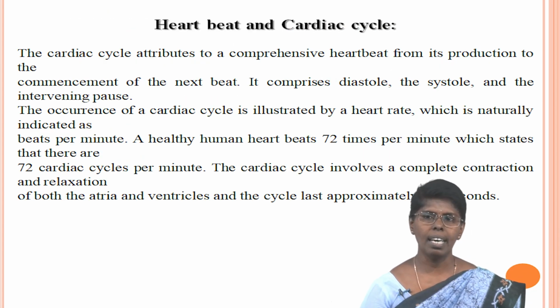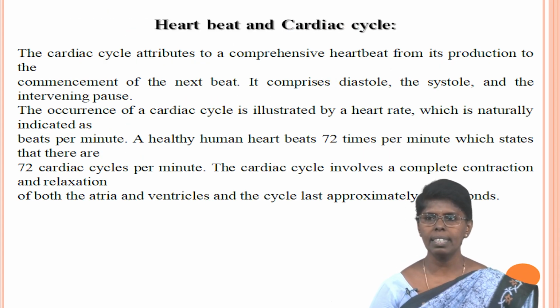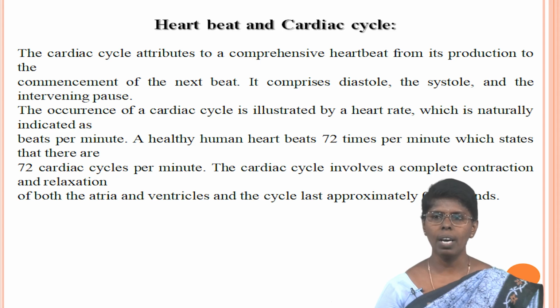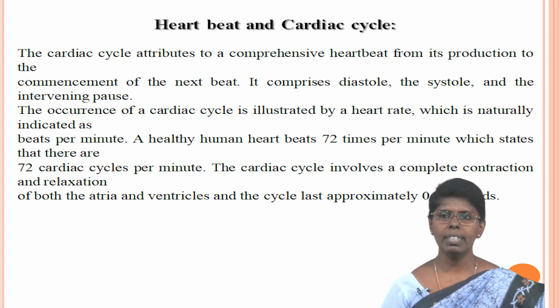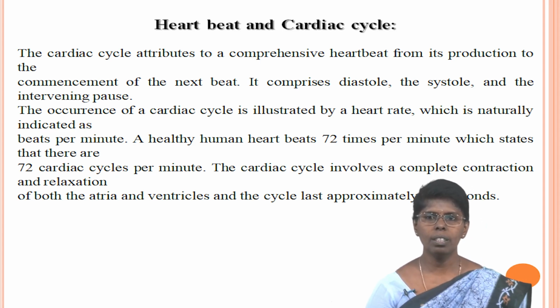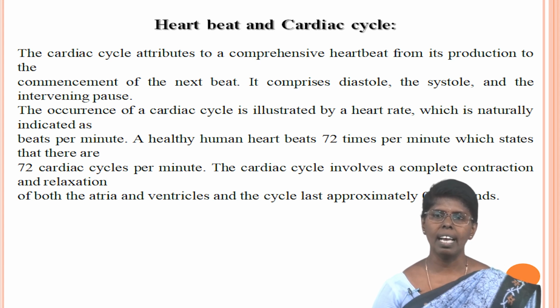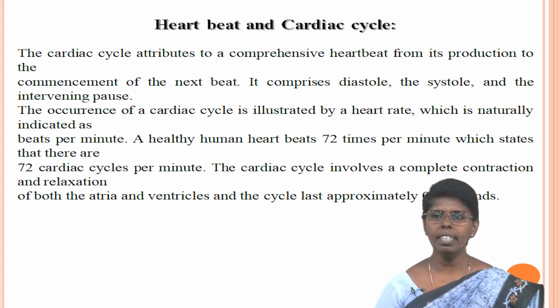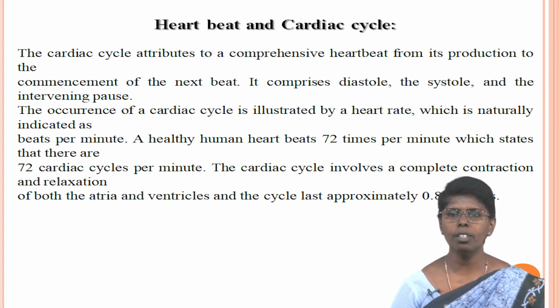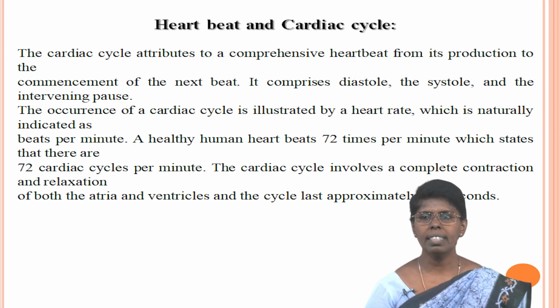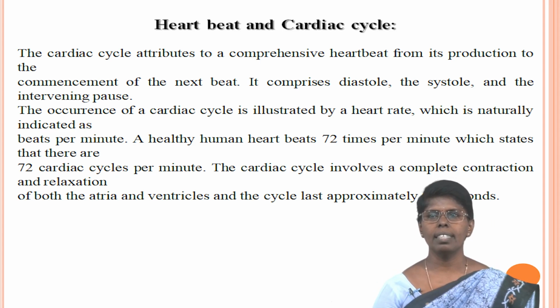The heartbeat and the cardiac cycle. The cardiac cycle accounts for the comprehensive heartbeat from its production to the commencement of the next beat. The heartbeat comprises diastole, systole, and the intervening phases. The occurrence of a cardiac cycle is determined by the heart rate, which is typically indicated as beats per minute. A healthy human heart beats 72 times per minute. It means that there are 72 cardiac cycles per minute.